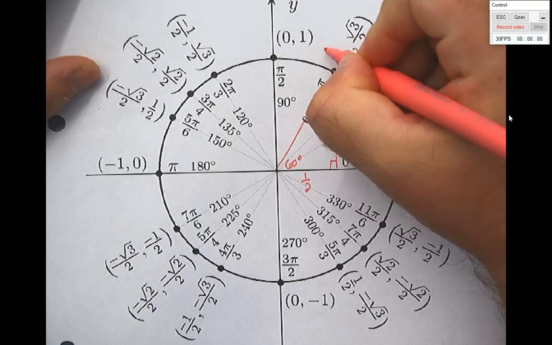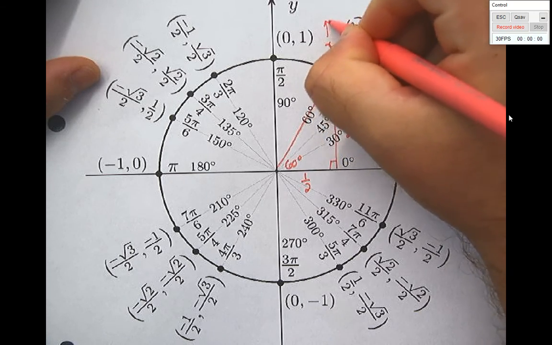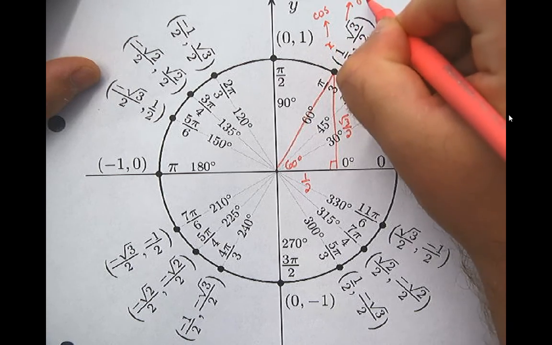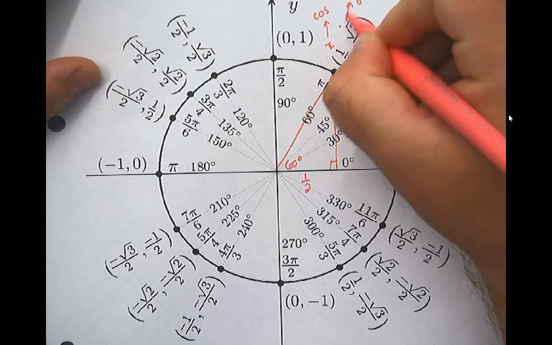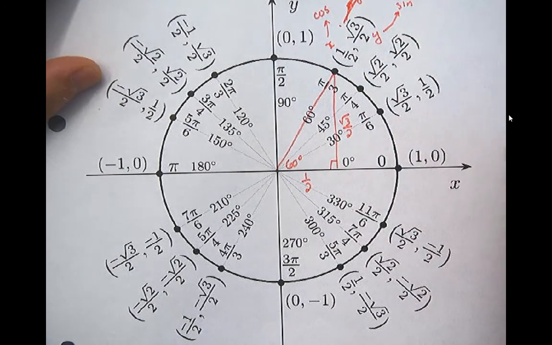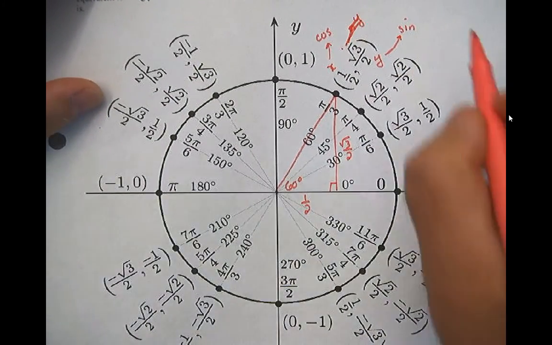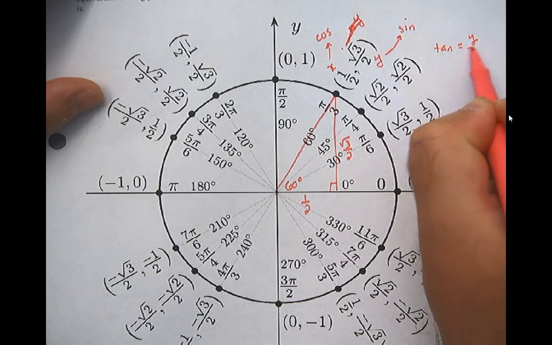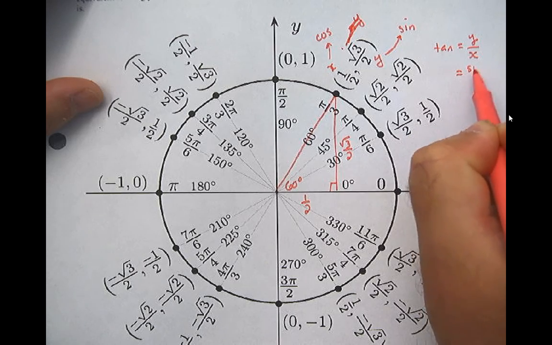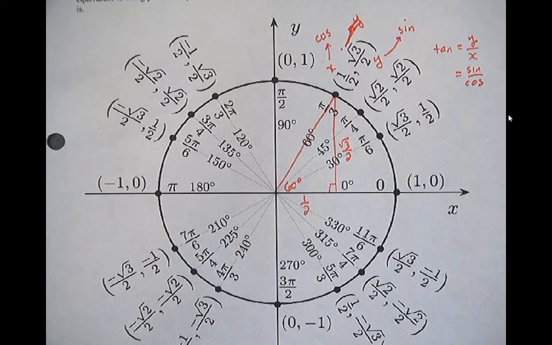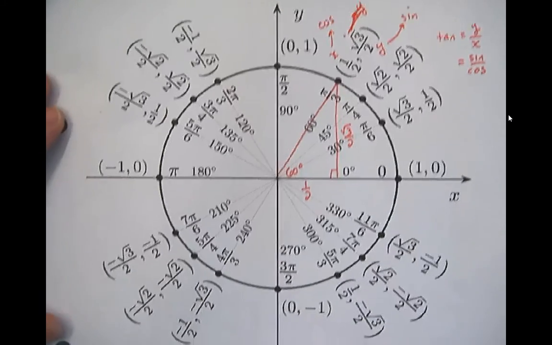Remember that x is the same as cosine, y, I messed it up already. Y is the same as sine. And then tangent is equal to sine over cosine, or y over x. So hopefully that brings back a ton of memories from your good old pre-calculus days.